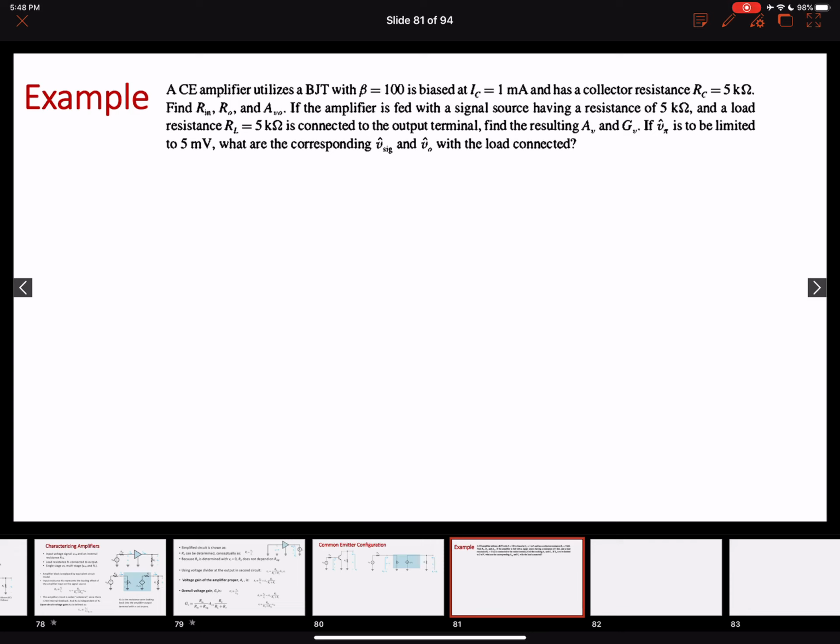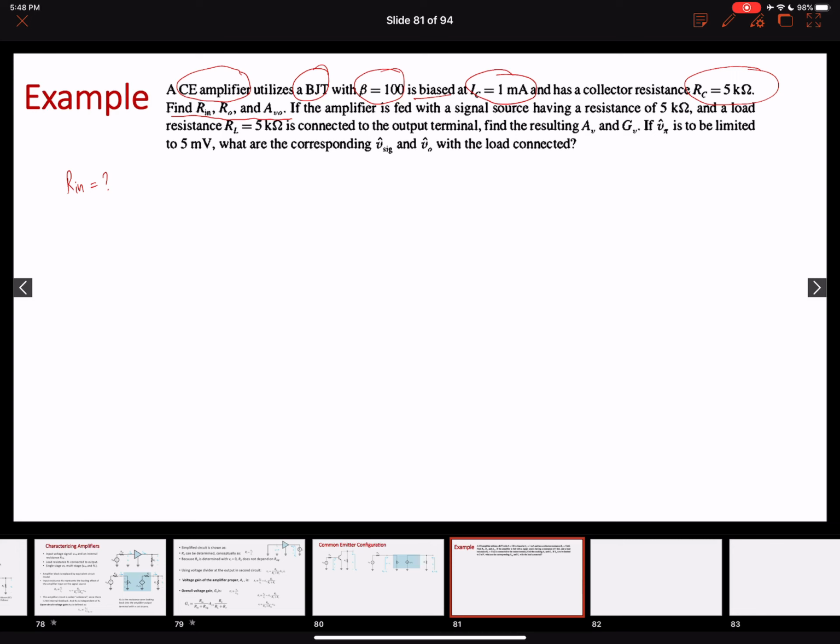So we have a common emitter amplifier which uses a bipolar junction transistor. Beta value is 100. It is biased at a collector current of 1 milliampere and a collector resistance of 5 kilo ohms. And this is what we need to find. Let's start from here, and then we are going to come back to the rest of the problem. Find Rin, R naught, and AV naught. Let us start with Rin.